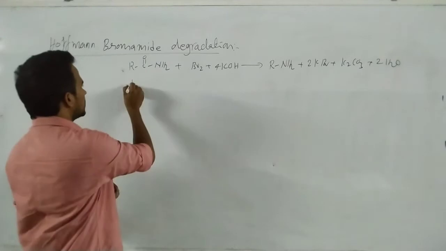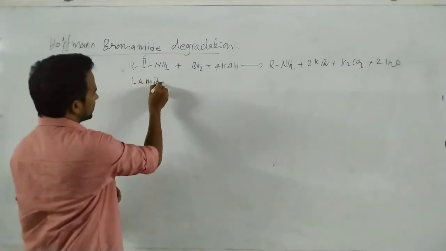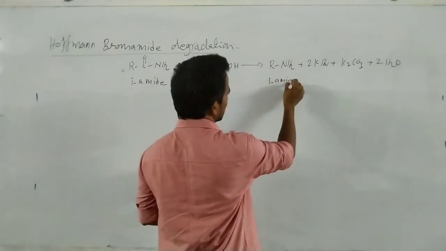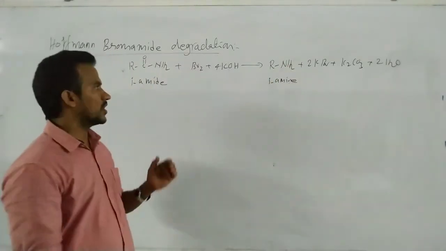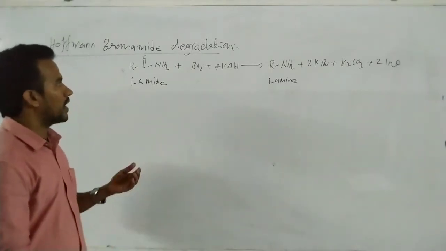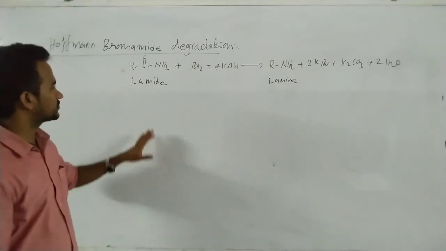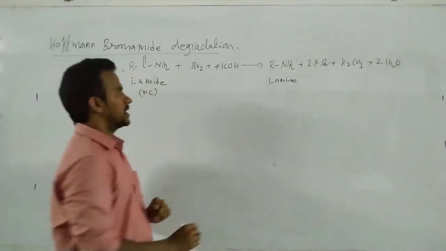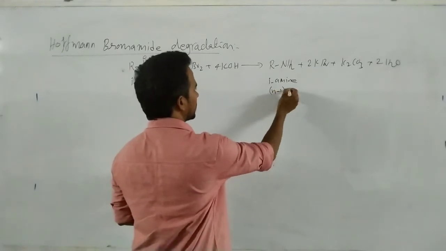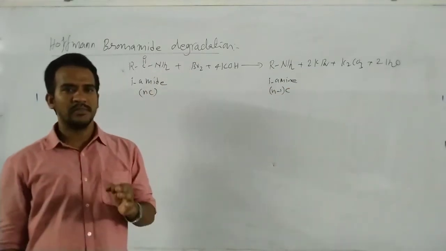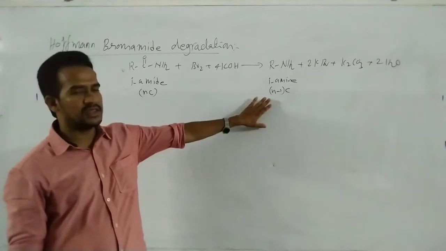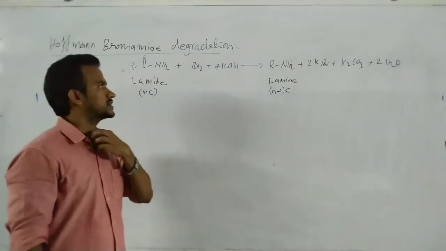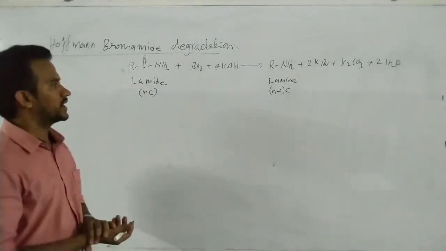So a primary amide is converted into a primary amine. It is a Hoffman bromamide degradation reaction. Why is it called a degradation reaction? Because if n number of carbons are present in the reactant, then n minus 1 number of carbons are present in the product. That means the product has one carbon less than the reactant. That's why it is called Hoffman bromamide degradation.